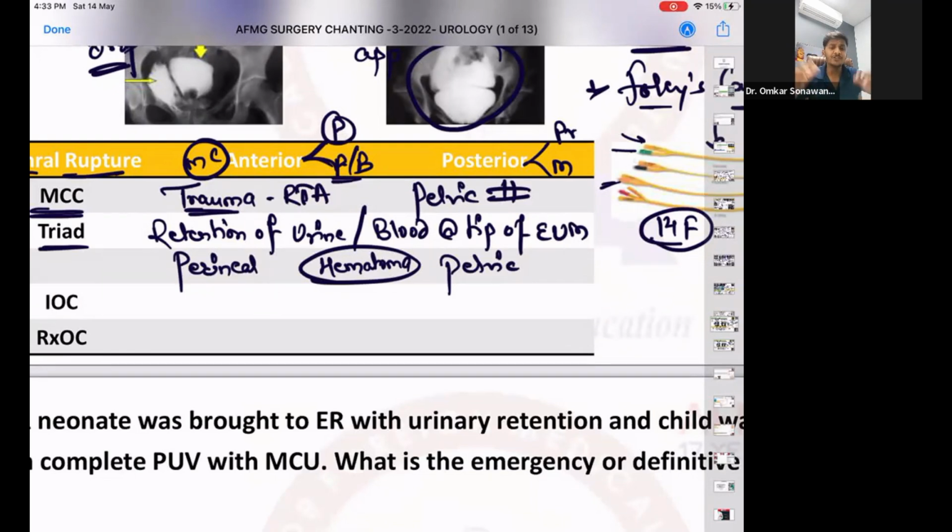If you know the location, it becomes easy: the proximal or posterior urethra would be in the pelvis, and the anterior or distal urethra would be outside the pelvis. So this makes it easy.